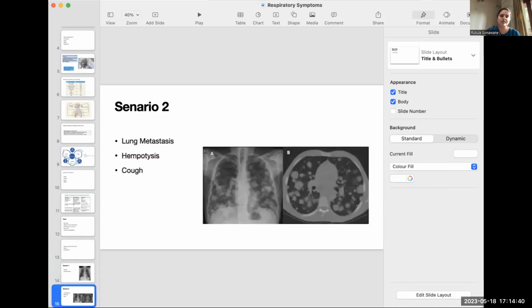Now, this is the second one. Again, it's an 85-year-old female with endometrial carcinoma for best supportive care, morbidly obese, hypertensive, diabetic, now presenting with lung metastasis, hemoptysis, and cough. Any difference in the way we manage the patient? And she is presenting to you with breathlessness. What would you give in this case?